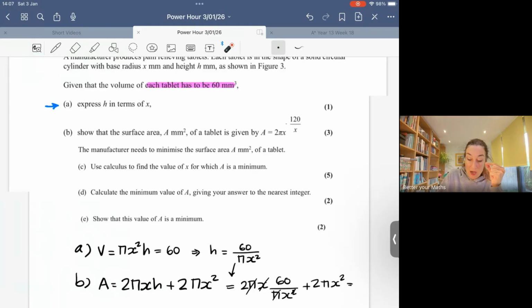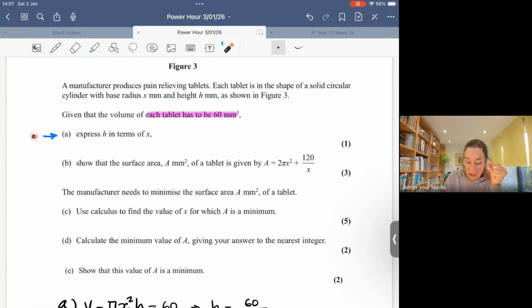So most of the questions are not going to tell you this. They are going to tell you that the surface area of the tablet can be given that way. Your surface area, or whatever they are asking you, sometimes the volume or sometimes a cost, is usually going to be in terms of two variables. And they are going to give you some numerical information. This numerical information is to eliminate one of the variables.